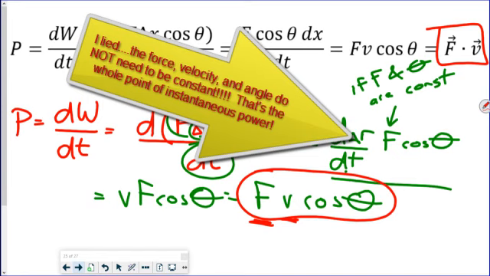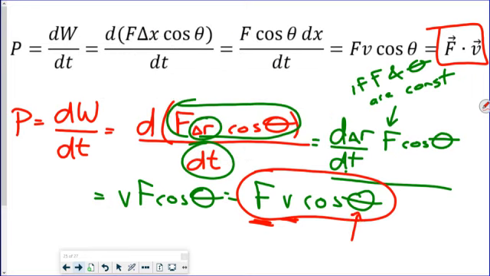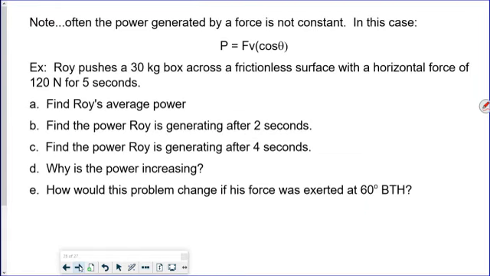So I would be really surprised if on the AP exam you had anything where this angle was not 0 or 180 degrees, but you should know how to deal with it just in case, because it does come up from time to time. All right, so again, if the power generated by the force is not constant, but the force is constant, I did not stress this enough when I wrote these notes up. All right, so this equation only works if your force is constant.